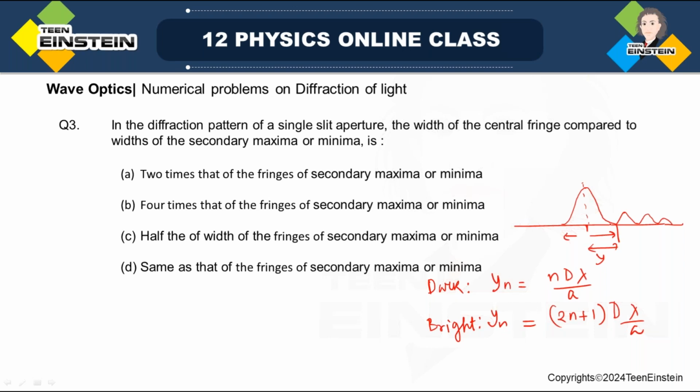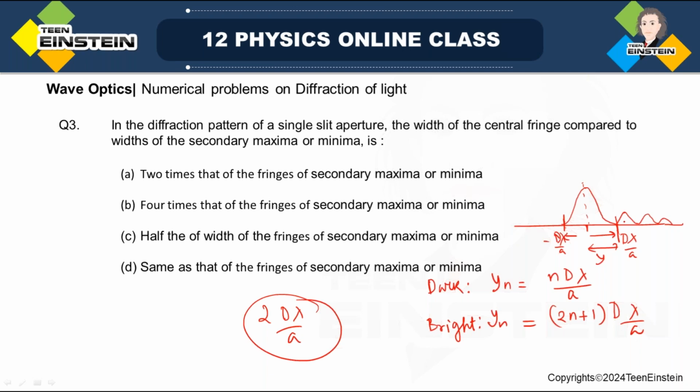So look, if I want the width of the central maxima, I can get it easily. If I know the position of these two, this position will be d lambda by a, and this side it will be minus d lambda by a, right? If we just take the difference of these two, then that will be actually 2d lambda by a, right?